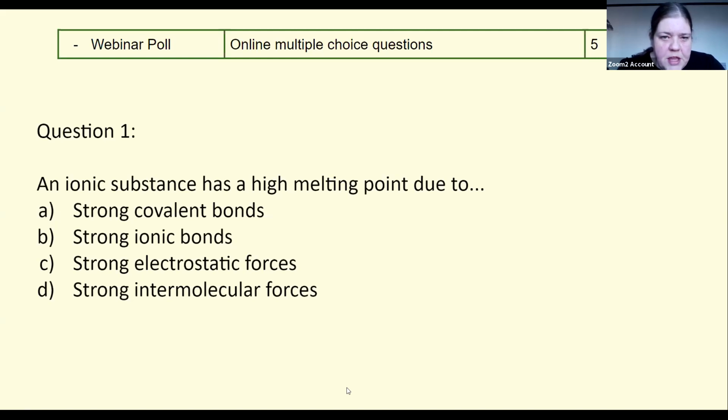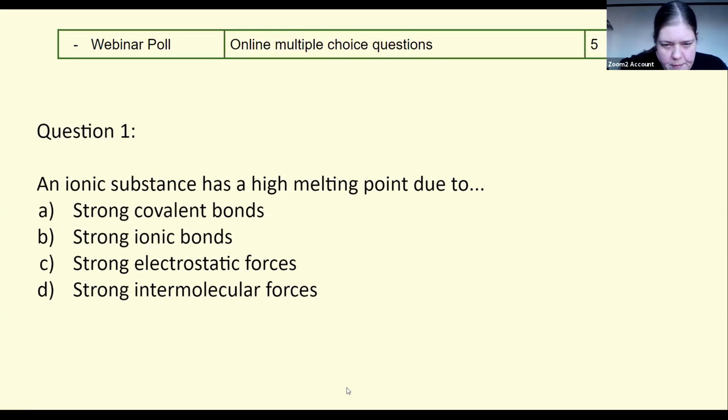And your keyword is going to be ionic. So ionic takes a lot of energy to break those bonds. Which one might it be? Okay, going to give you a few more minutes.